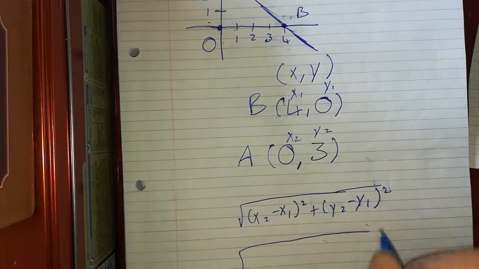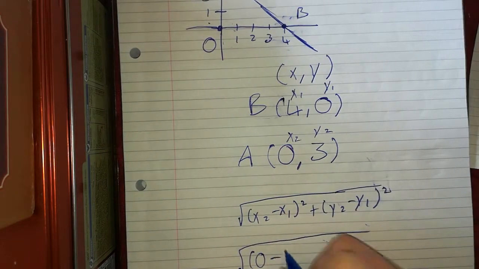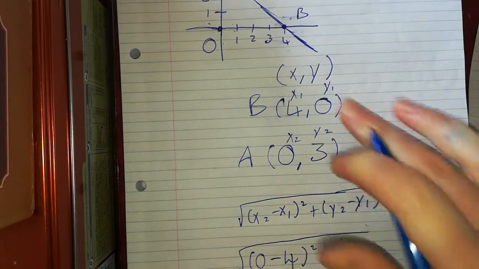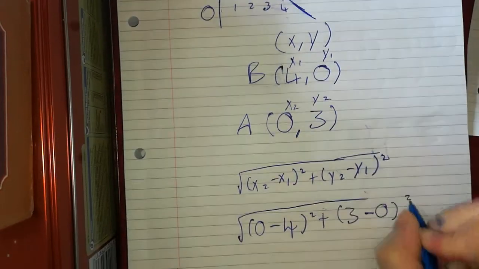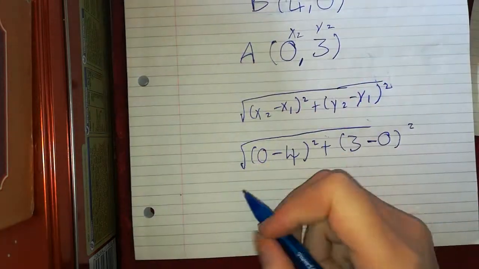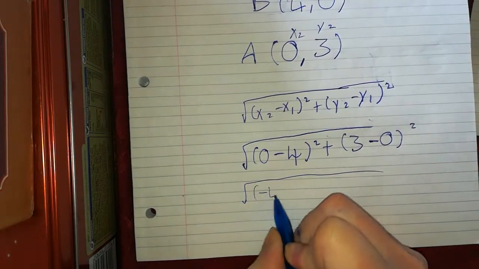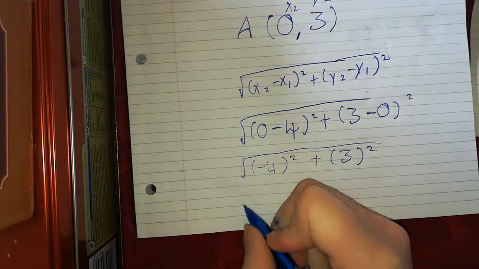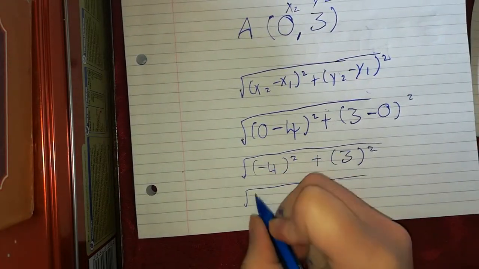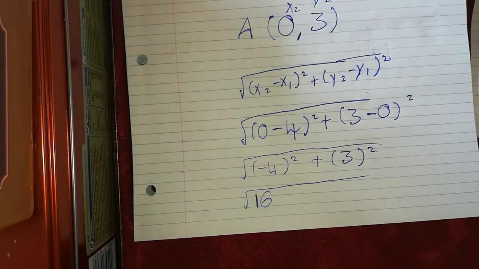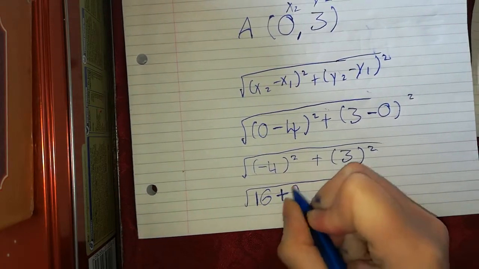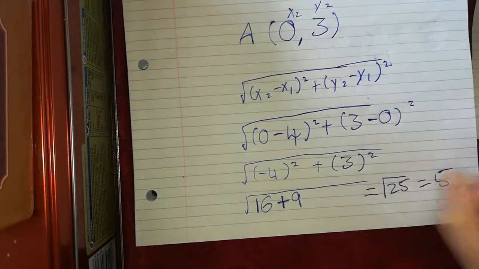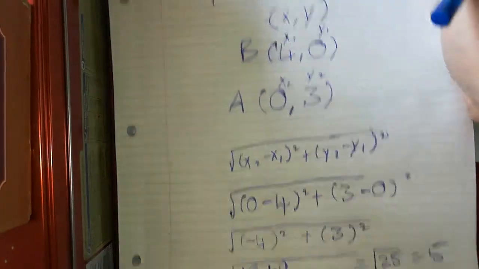So x2 minus x1, so 0 minus 4, squared, plus y2, which is 3, minus y1, which is 0, squared. That's going to be minus 4 squared plus 3 squared. Minus 4 squared is going to be 16, because a minus by a minus gives me a plus, and 3 squared is going to be 9. So that's going to equal the square root of 25, which equals 5. So that's the distance AB.